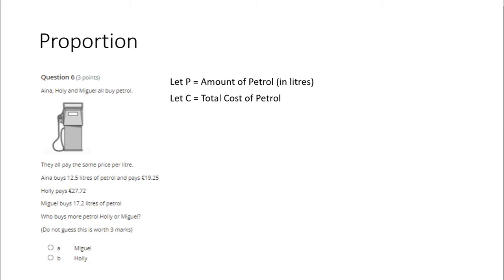So we can set up a proportionality equation where the cost is some multiple of the amount of petrol. So K really represents the price per liter of petrol in this case, because the total cost would be the price per liter multiplied by the number of liters we bought. Now we're told that Ina bought 12.5 liters, and we're told that she pays 19.25 euros. So if we substitute those values into this equation, we can work out our constant of proportionality. Once we've got K, we've worked out what the price per liter is.